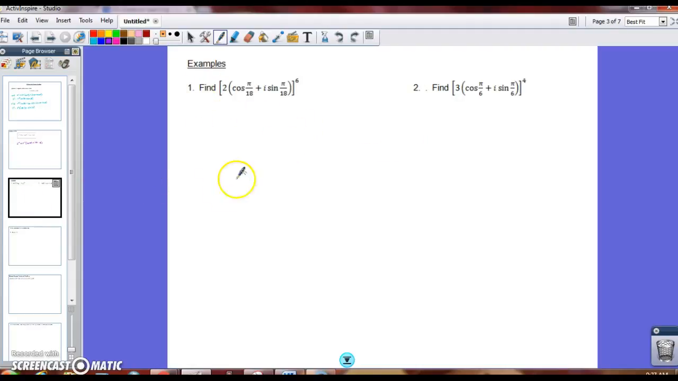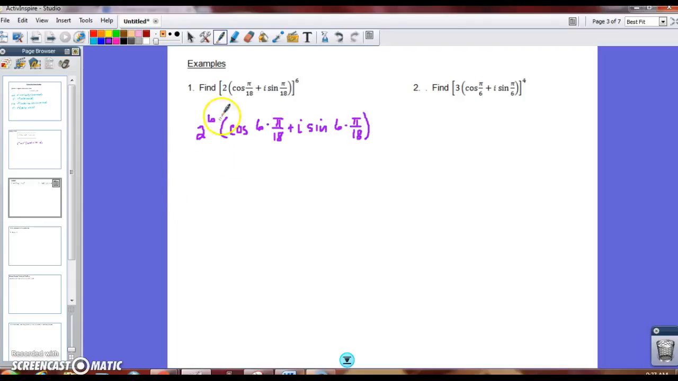Okay, so it's really pretty easy to use. Let's go through a couple of examples. In this first example, it says to find this complex number raised to the 6th power. I'm going to write it in polar form first, and then I'll go all the way through to rectangular form. If I follow de Moivre's theorem, that means I'm doing 2 to the 6th because it's the 6th power, and then I have cosine of 6 times pi over 18 plus i sine of 6 times pi over 18.